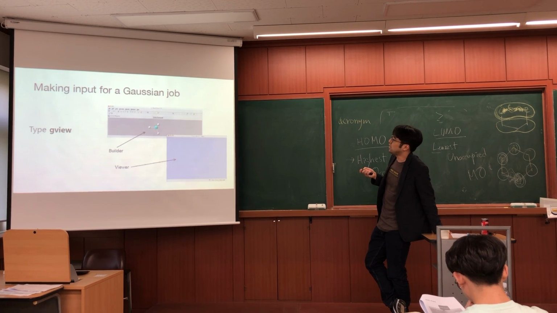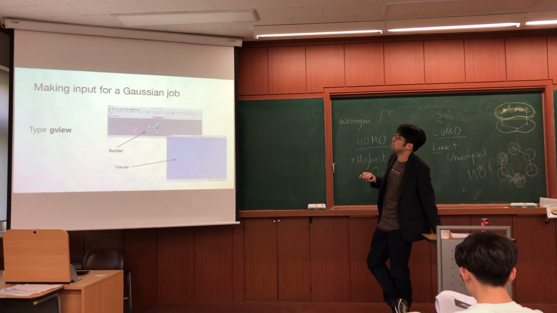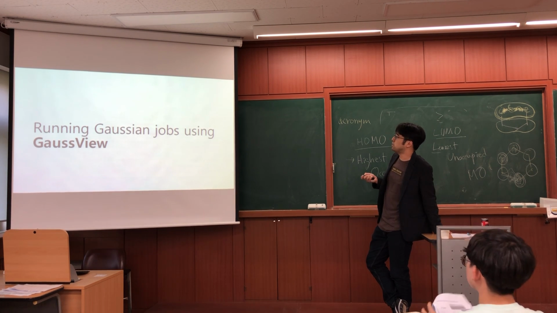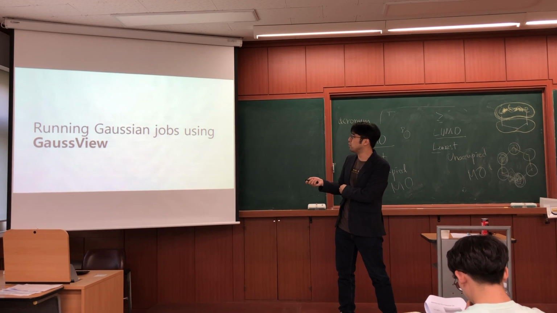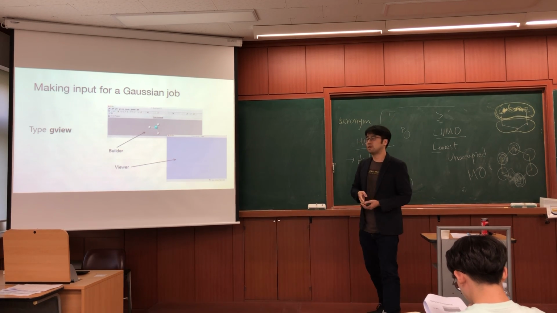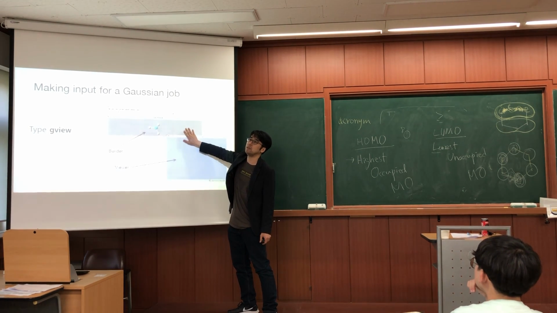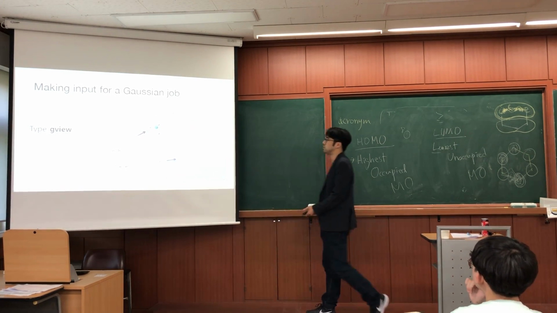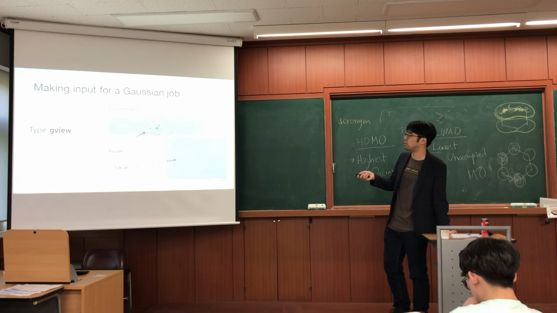I'll briefly give you a preview of what we are going to do on Friday. These windows are called GaussView. Gaussian is the program that actually does the calculation, and GaussView is a graphical interface so that we can run Gaussian. Most of the time you'll see these windows. You will not see Gaussian. Gaussian is just a program running inside this program.